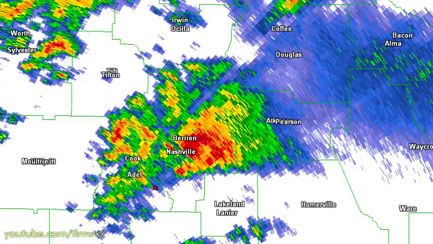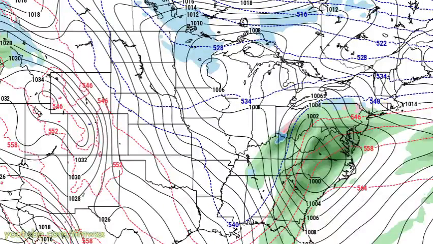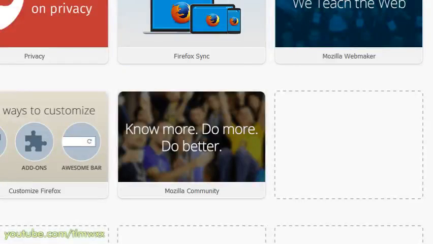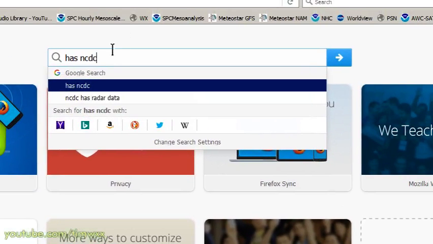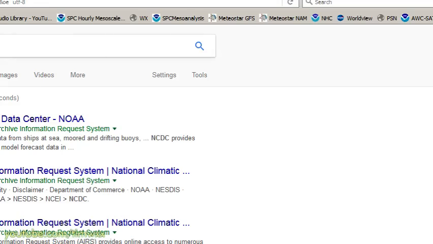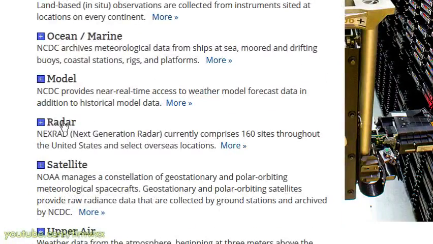Let me check the comments, see if anybody has anything to say about that Georgia storm. Not really any. Where do you go to get the GR Level 2 files for old events? You can go to, let me give you the source for this. Put in HAS in CDC, and into your search engine. That'll take you to their central data archival.